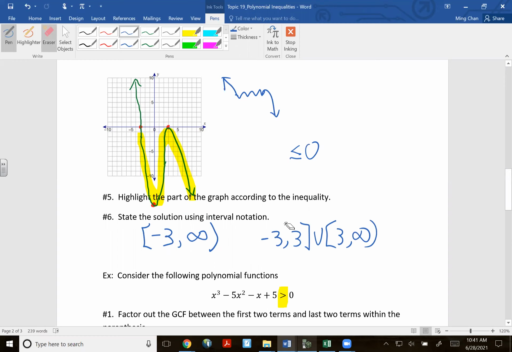All right, so that's all you do with the polynomial inequalities. You find the x-intercepts or the critical points, you graph it, then you look, based on what the inequality says, and that tells you where you need to look on your function. And that's how we state the solution. Let's try another one.